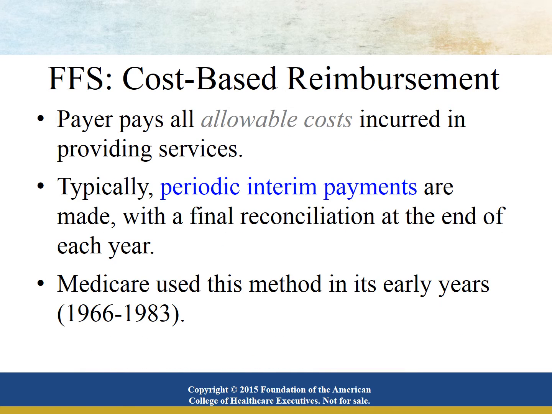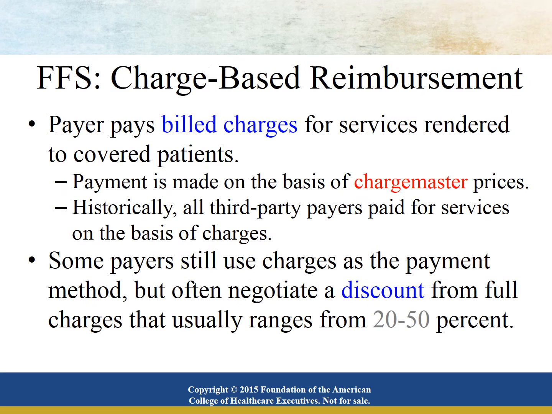And under cost-based reimbursement, the payer pays allowable cost. The payer dictates and states what the allowable costs are. And you could have periodic interim payments, with reconciliation at the end of the year. This is pretty much gone. Medicare used this method for hospitals from 1966 through 1983. There is some cost-based reimbursement that still comes through Medicare that impacts your DRGs, but there's a few services out there that are still cost-based, but not acute care hospitals.